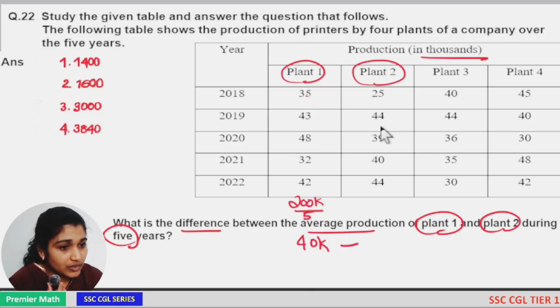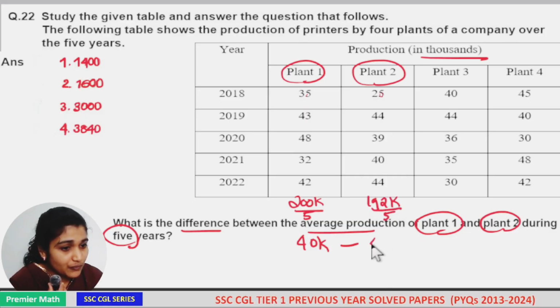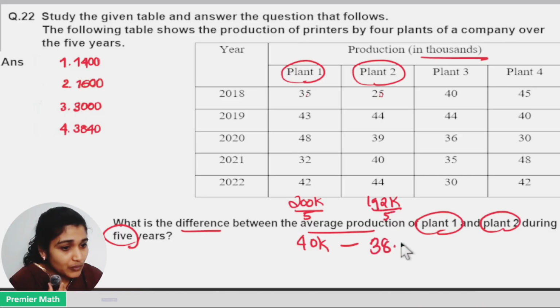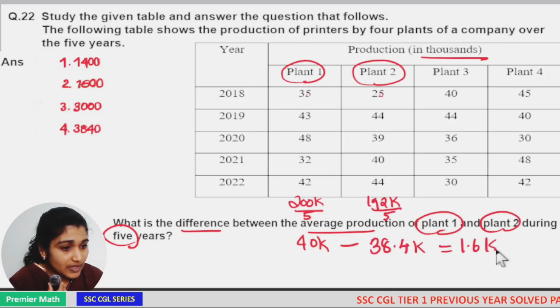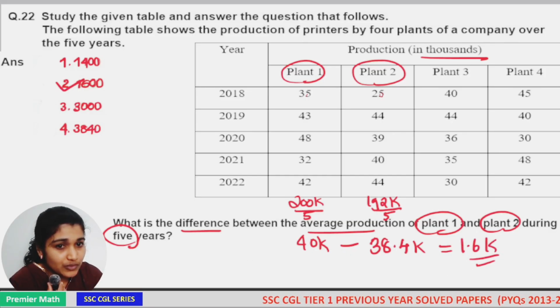Now here 40 into 4 is equal to 160. 160 plus 7, 167. 167 plus 20 is equal to 187. 187 plus 5 is 192. So 192k divided by 5 is equal to 38.4k, since 5 goes 3 times in 19, 8 times in 14, and 4 times in 20. The difference is 1.6k, that is 1600. Option 2 is our answer.